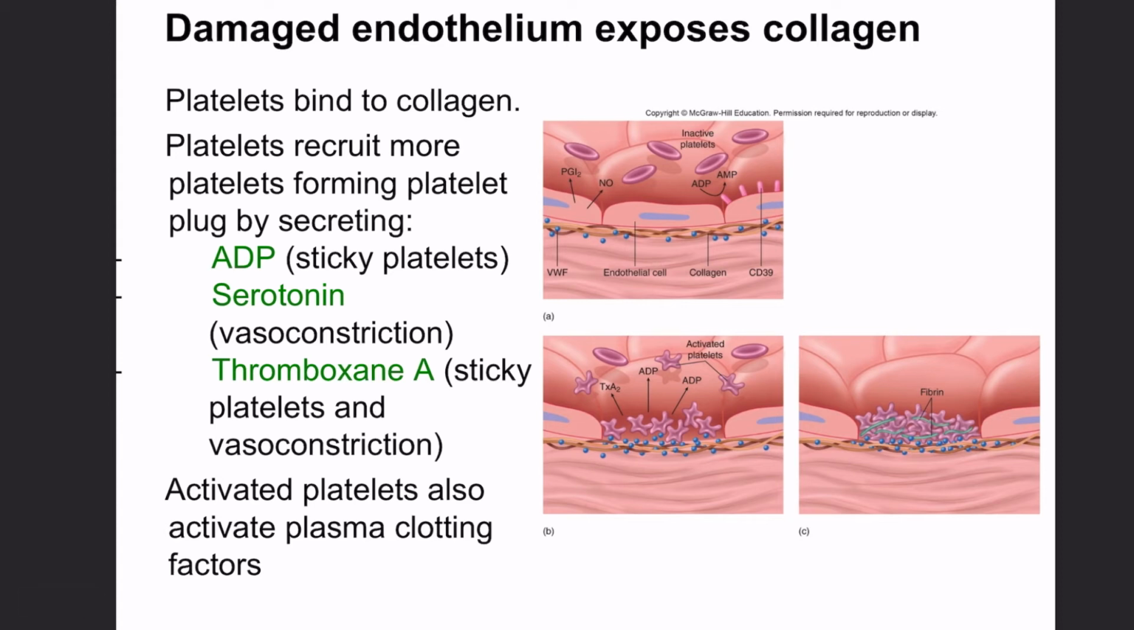So the platelets bind to collagen. The platelets recruit more platelets, forming a platelet plug. And by the way, this is an example of positive feedback. And it does this by secreting serotonin to vasoconstrict the blood vessel, ADP, which makes them kind of sticky. It acts as a chemical signal to bring platelets near them. And then thromboxane A, which does the same as ADP and serotonin. So they glue together in this positive feedback manner and plug up the damaged vessel, and this continues until it is completely plugged.